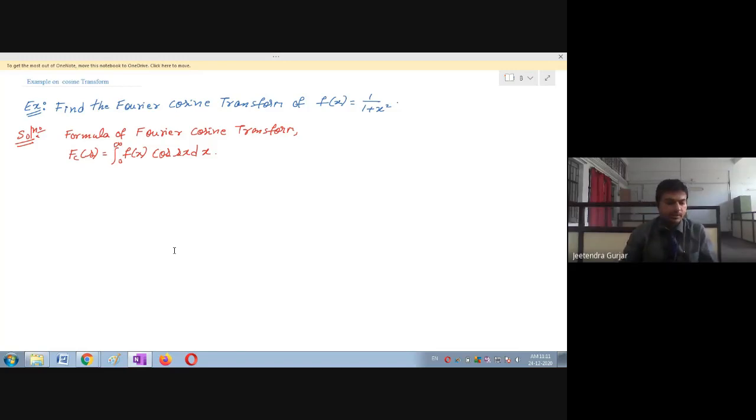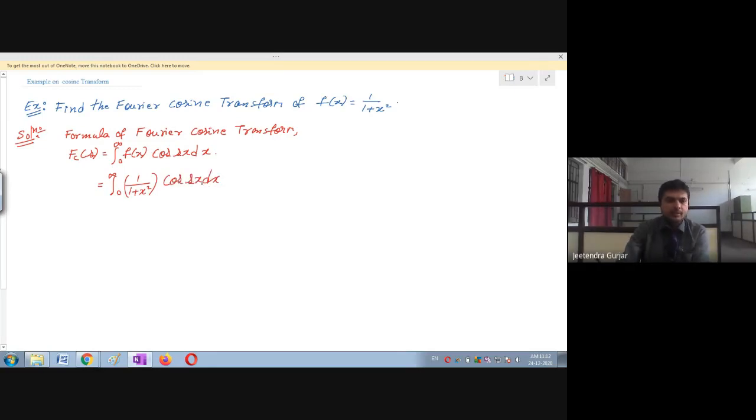Is it clear? So okay, now you can see they have given f of x. This is a little bit different. Please be concentrated for this example. I will substitute the value f of x in this. So I'm going to take this as equal to integration 0 to infinity 1 upon 1 plus x square. This is our f of x, and this is cos s x dx.